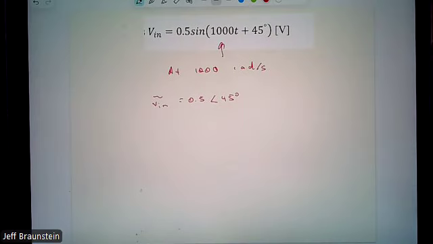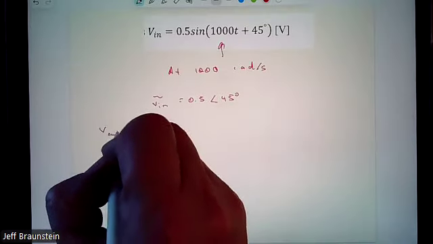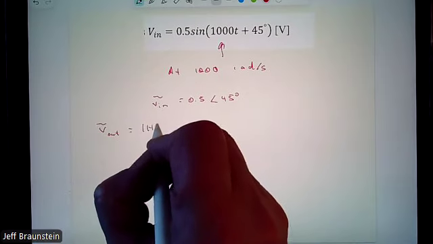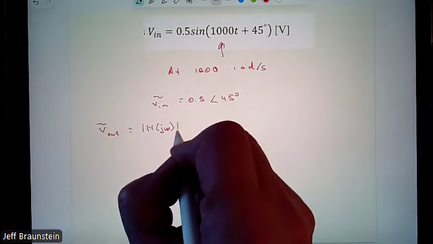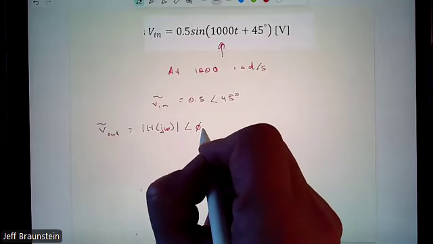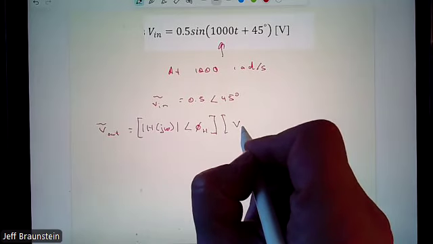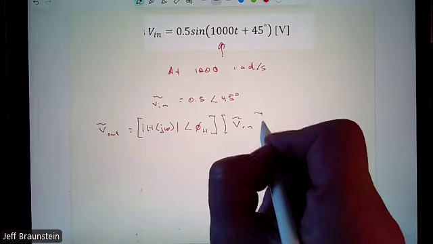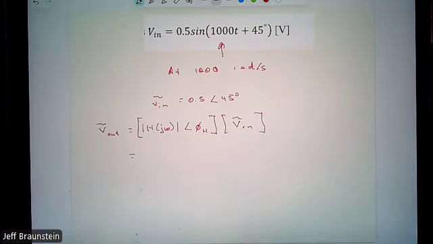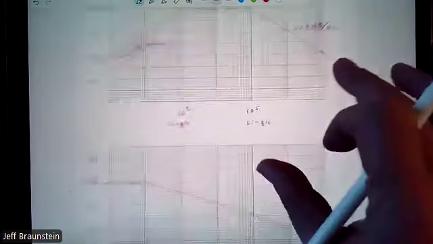Why is 1,000 radians per second important? Because V out in phasor form is magnitude of H of j omega times angle of H of j omega times V in, which we already know in phasor form. But for the magnitude of H of j omega, in order to find that, we need to know what frequency we're talking about. So at 1,000 radians per second, what do we do? We go look at our plot.